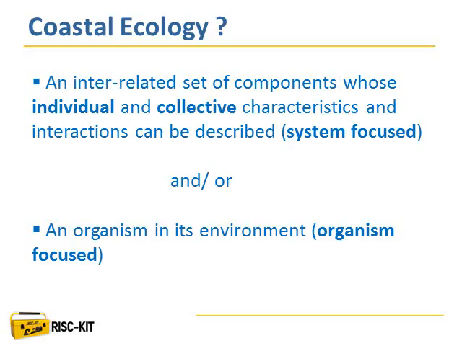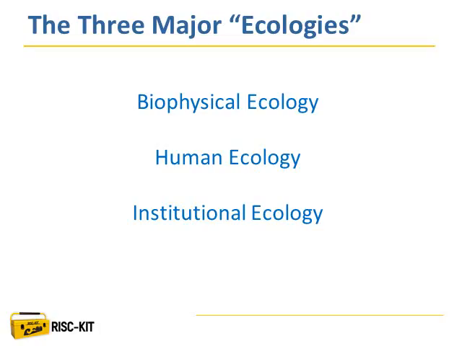What do we understand by coastal ecology? This can be either a system where individual and collective characteristics are in an interaction, or it can be an organism in an environment. That would be an organism-focused approach. Now, if we talk about coastal ecology, we define three different ecologies within the system: the biophysical ecology, the human ecology, and the institutional ecology.